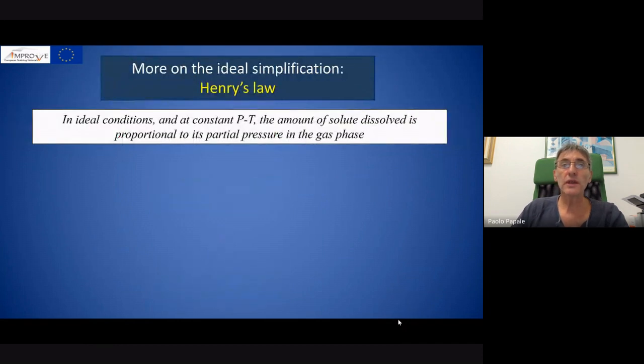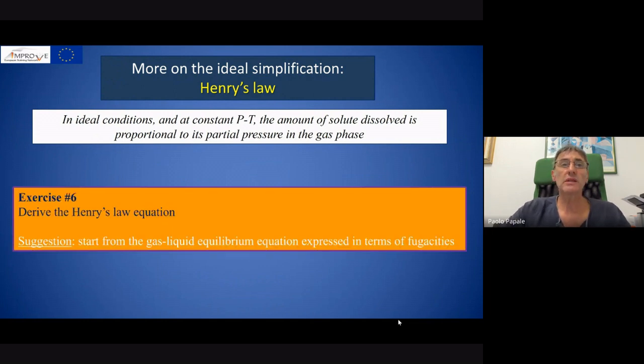That's the origin and meaning of some simplified approaches that are often used and unfortunately sometimes abused in the literature. One relevant ideal simplification is Henry's law. Henry's law deals with multi-component gas-liquid equilibrium, and it says that in ideal conditions and at constant pressure and temperature, the amount of solute dissolved is proportional to its partial pressure in the gas phase.